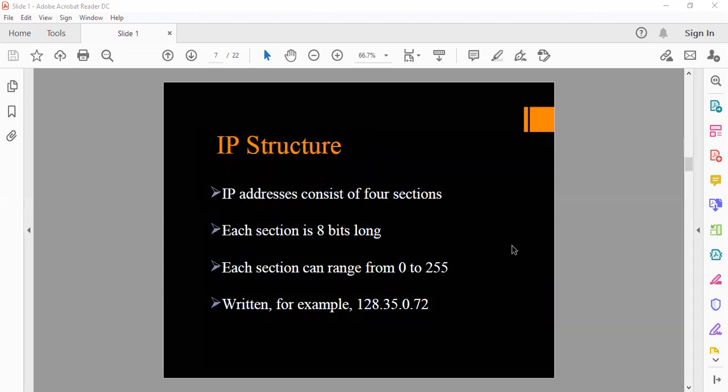As we already discussed the structure of IP addressing, IP addressing consists of 4 sections. Each section has 8 bits, I mean an octet. IP version 4 has 4 octets, and each section ranges from 0 to 255. 0 to 255 means 2 raised to power 8.